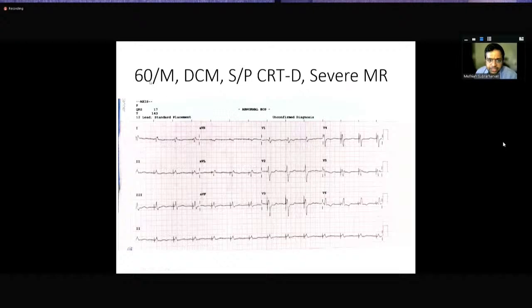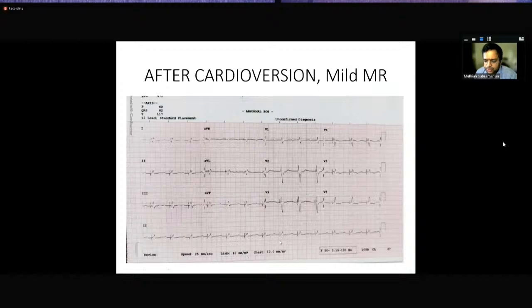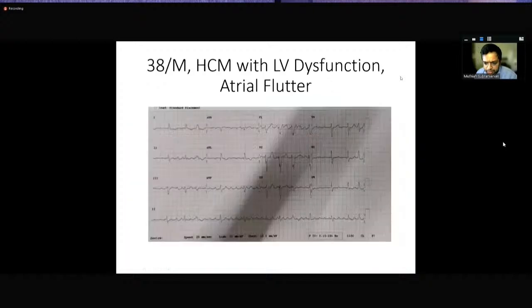Here you see a patient, a 60-year-old male with DCM, status post CRT-D, and has a severe MR. What do we see? We see that the ventricular beats are actually paced, but there is no P wave. This patient has an underlying atrial fibrillation, and possibly because of this atrial fibrillation, this patient has a severe MR. After cardioversion, what you see is this patient has an AS-BiV paced rhythm, and this severe MR has come down to a mild MR. So taking care of the underlying atrial arrhythmias makes a difference in a majority of these heart failure patients.